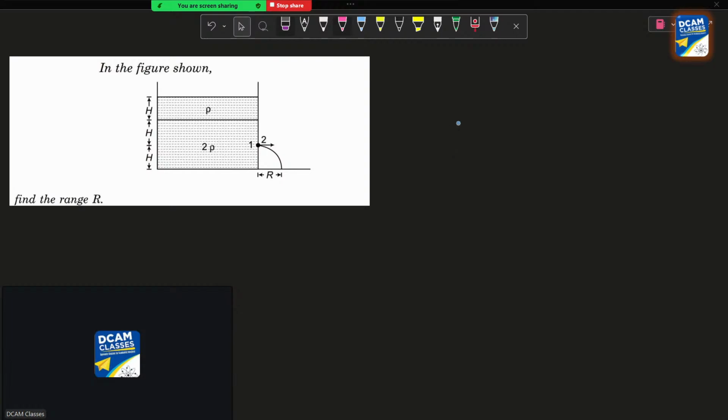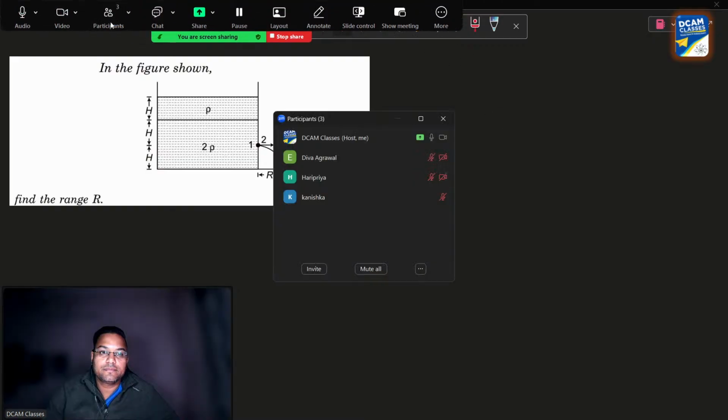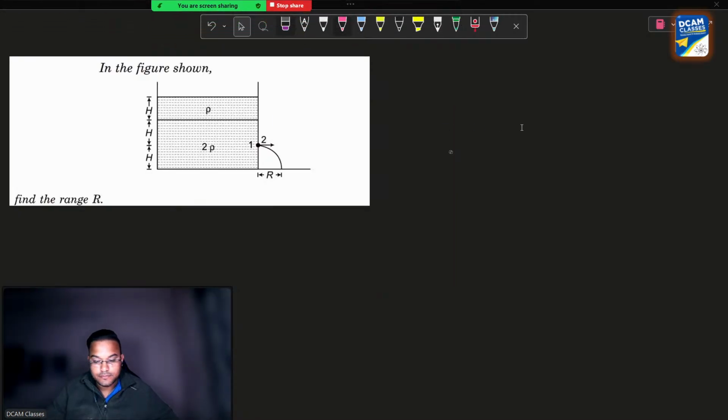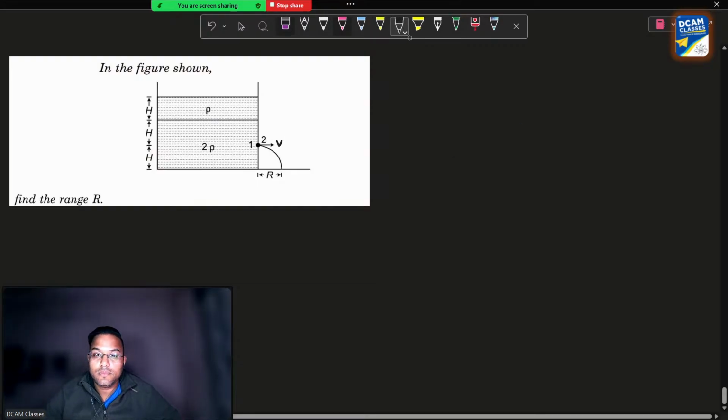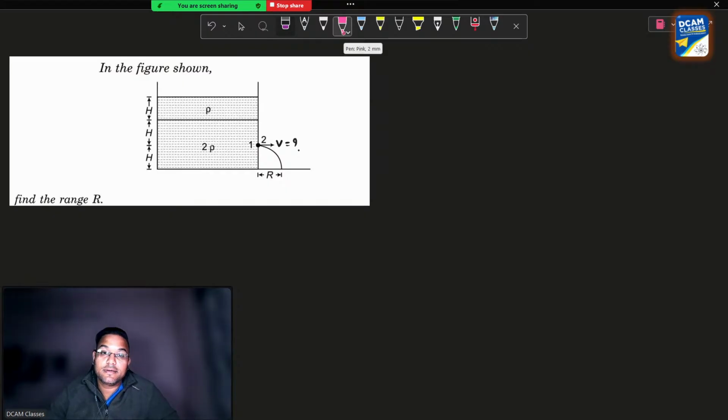Acha, in this case, first just tell me who is out. Shiva, Haripriya, Kanishka is out. Just tell me what velocity you will get here. Root 2gh? No. See, what we should do here is also consider the density of the above liquid.